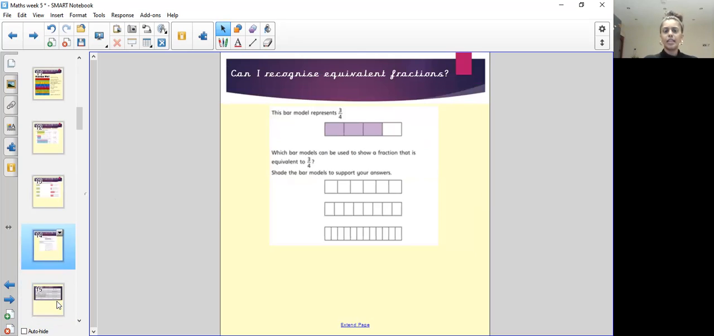And finally, number 3, this bar model represents 3 quarters. Which bar models can be used to show a fraction that is equivalent to 3 quarters? Shade the bar model to support your answer. So have a look, see if you can find which bar model shows the equivalent to 3 quarters.